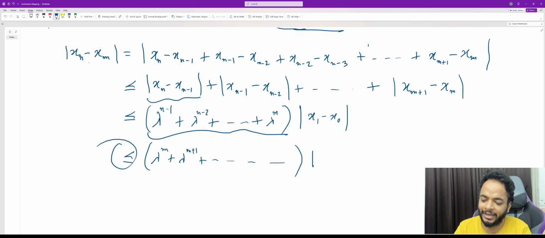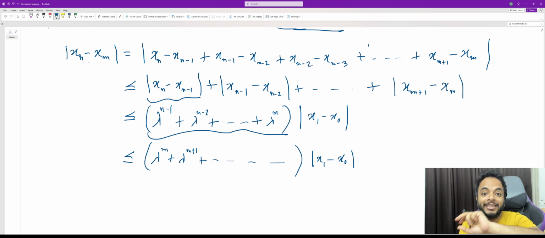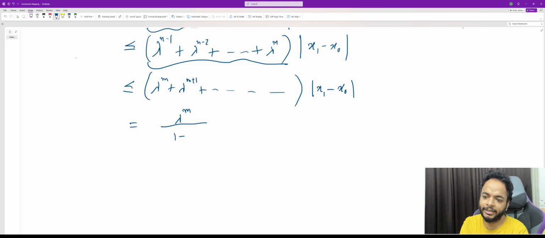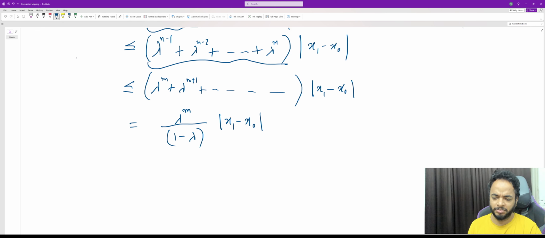Then I have this inequality as well. Okay. And multiplied with mod x1 minus x0. Now you see that this is an infinite GP series, and also lambda is strictly between 0 and 1, so we have the sum. Okay, so this is nothing but lambda to the power m by 1 minus lambda, multiplied by mod x1 minus x0. Now you see that since lambda is strictly between 0 and 1, 1 minus lambda is again fixed. So the denominator is fixed there. x1 minus x0 is also fixed, so that is also fixed.